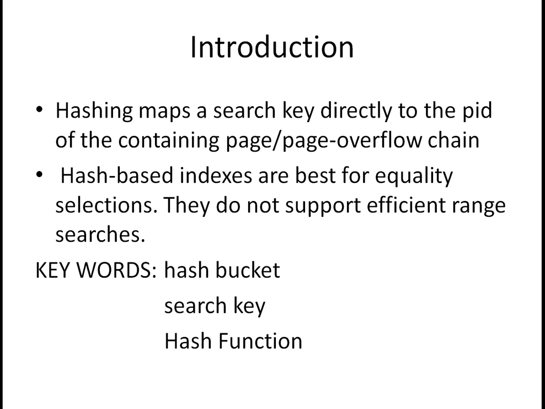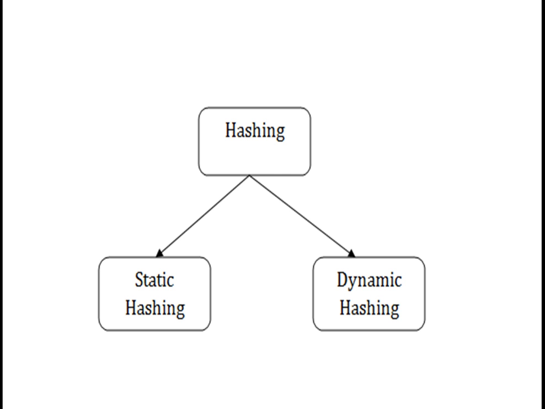Hash based indexes are very good for equality searches. For example, if I want to look for a record containing roll number 30, then I will go for hash based indexing, an equality search. But if I need a range search, like I want students who have marks between 20 to 25, then hashing is not the appropriate indexing for a range search.